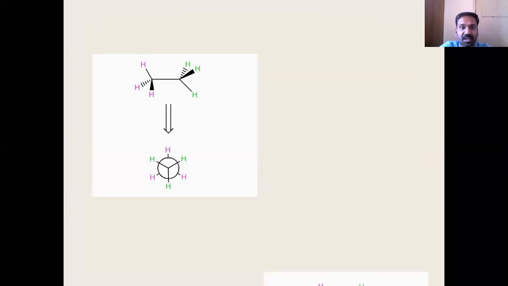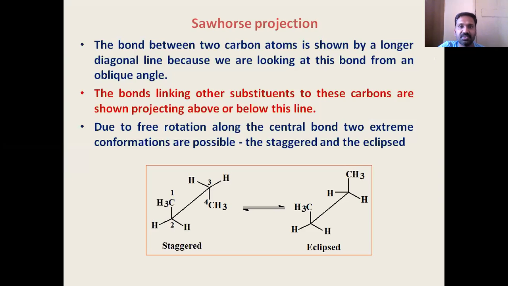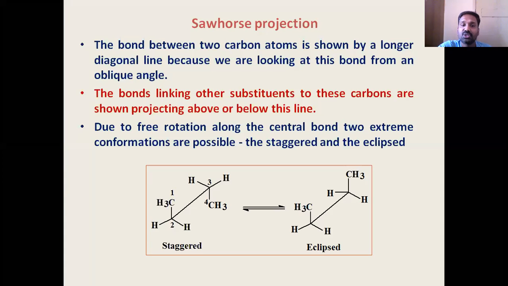Now, you see this. Anyway, we will take up this when we do interconversions. Sawhorse projection. This is the last type of projection we are going to study.